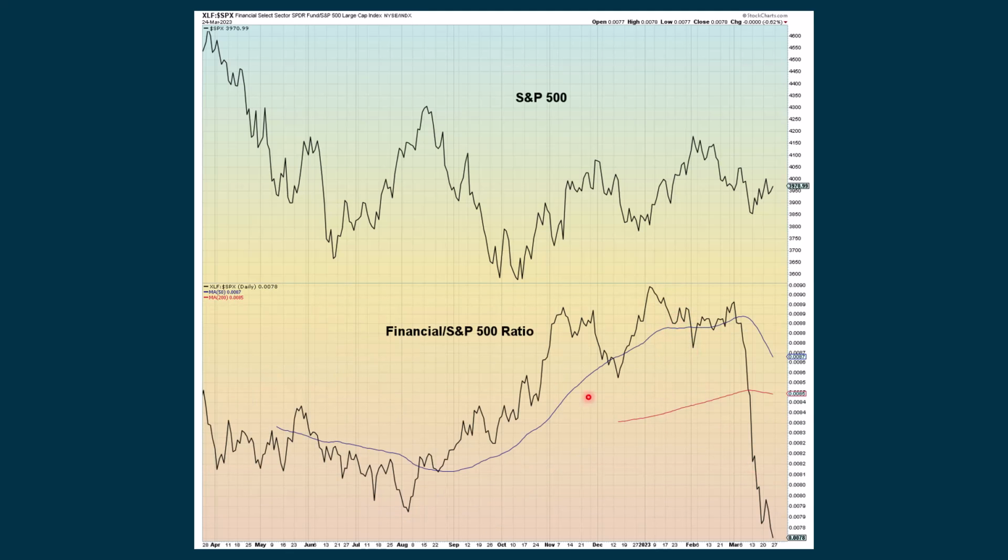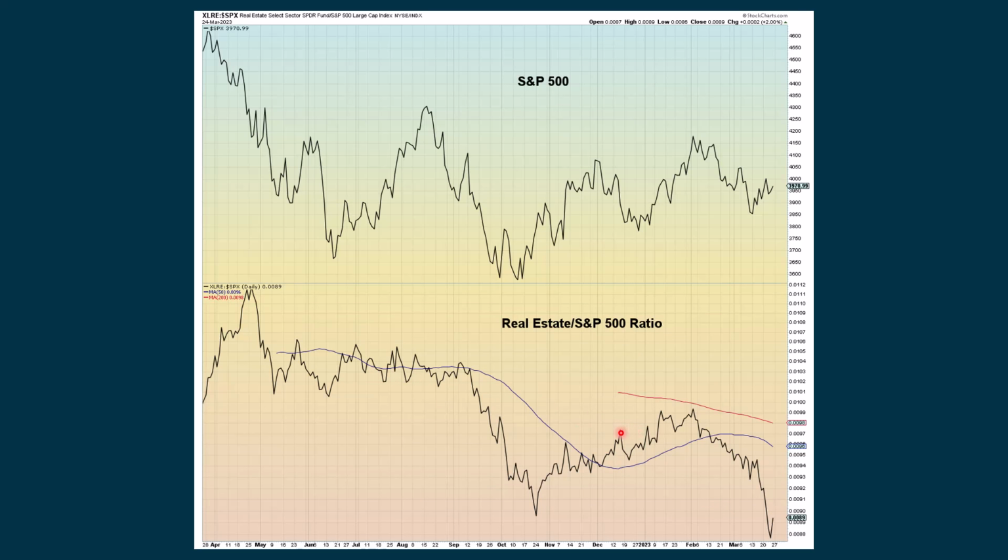Materials, still in an overall uptrend. Financials, really getting hit. They're still in an uptrend overall. That's because this happened so quick that these moving averages haven't had a chance to react. But a lot of weakness lately in the financial sector because of this whole banking crisis. Real estate has been in an overall downtrend. The blue line's below the red line, but it is bouncing back a little bit.